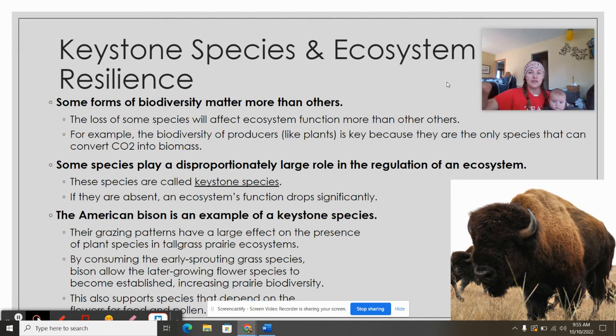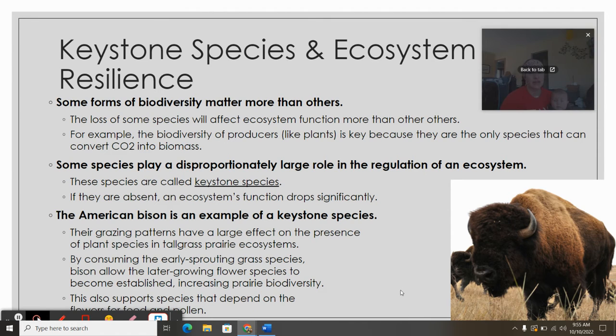But when bison and other grazers come in and keep everything grazed down, that increases the biodiversity and allows different species to flower at different times and produce seed. So in the example I have down here, with early sprouting grass species, the bison allow those later flowering species to actually become established. And it promotes biodiversity.